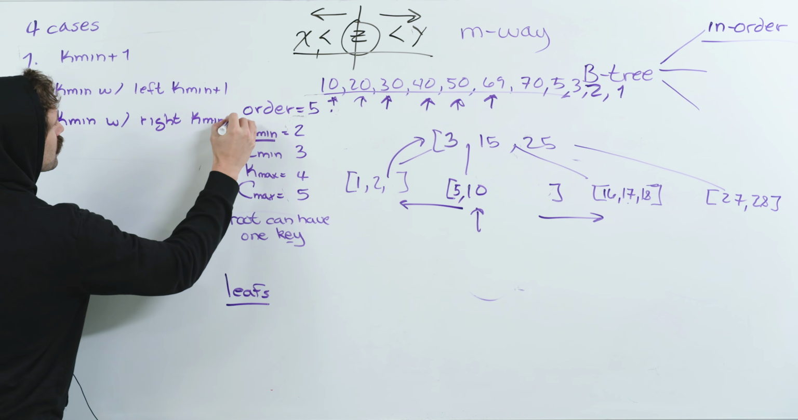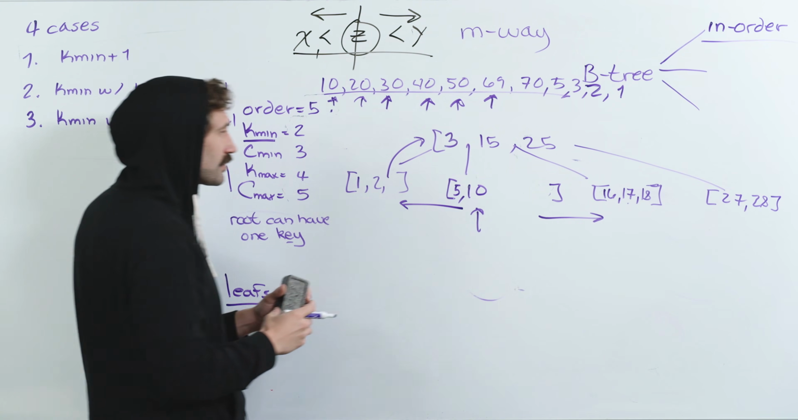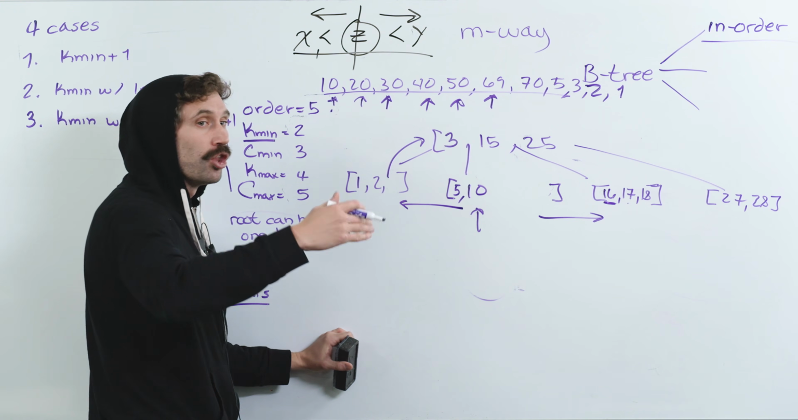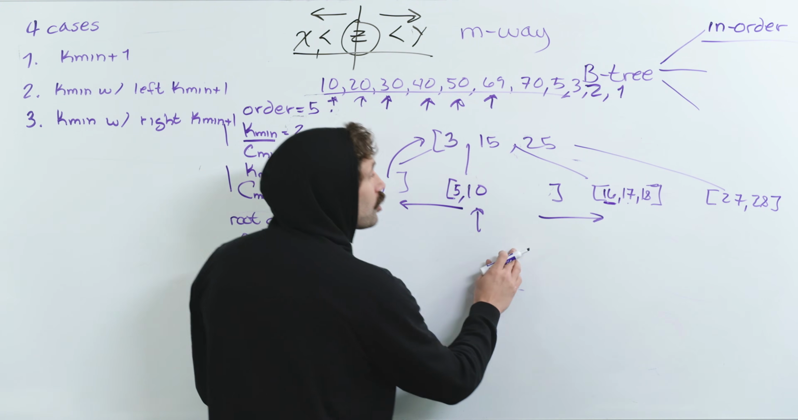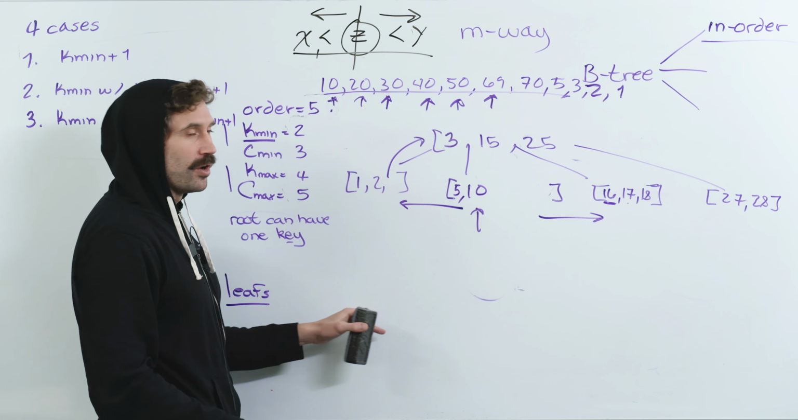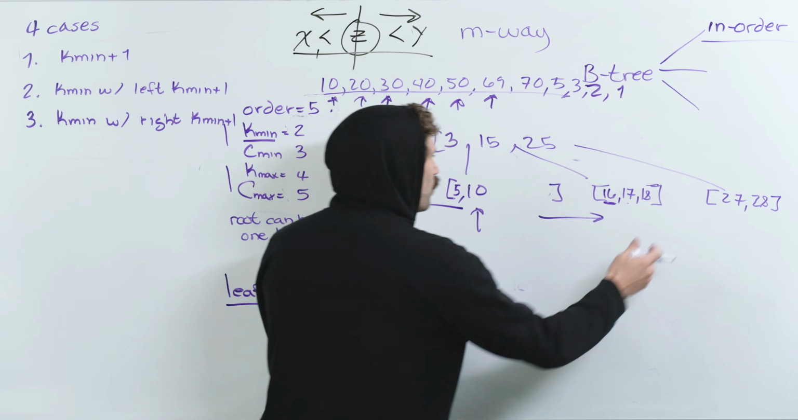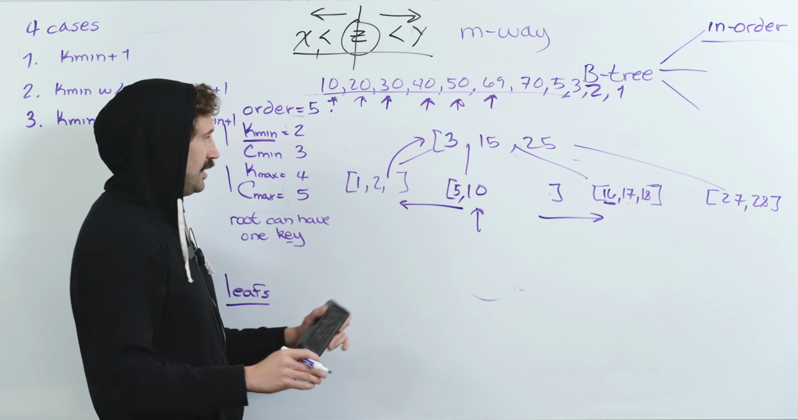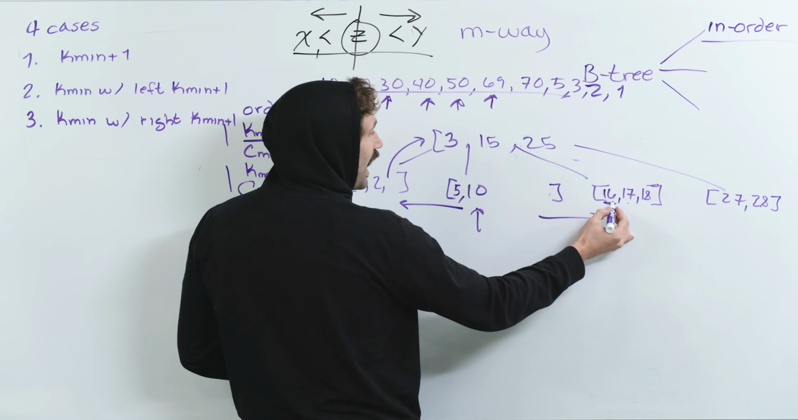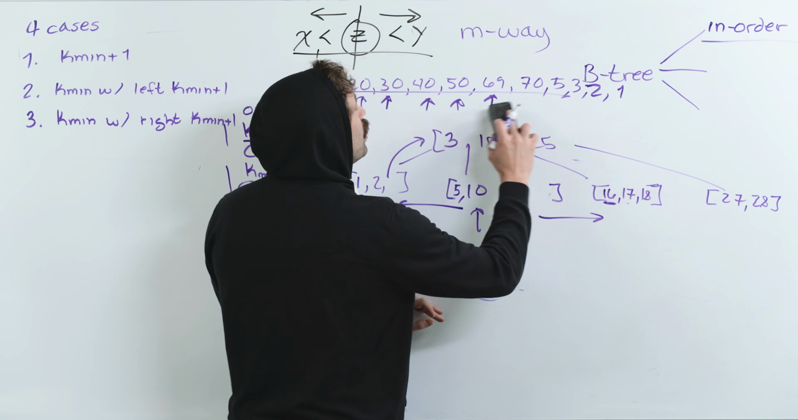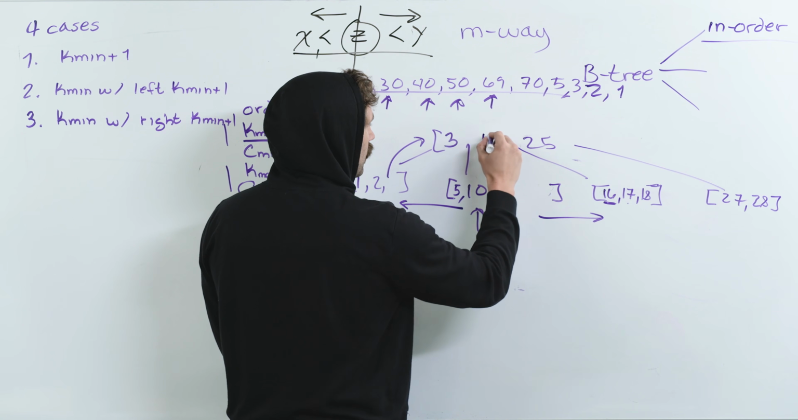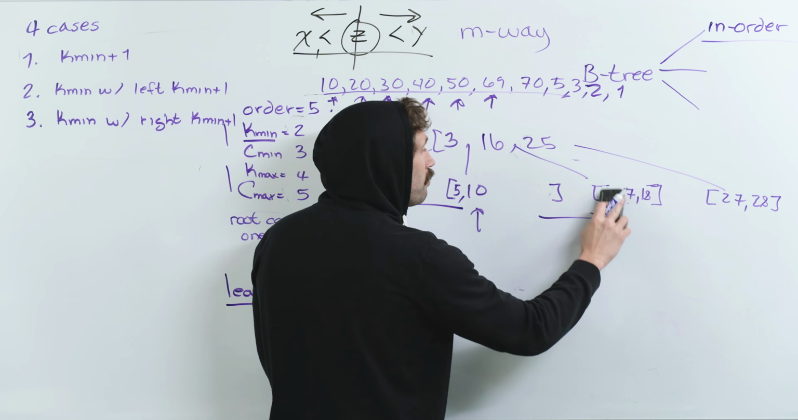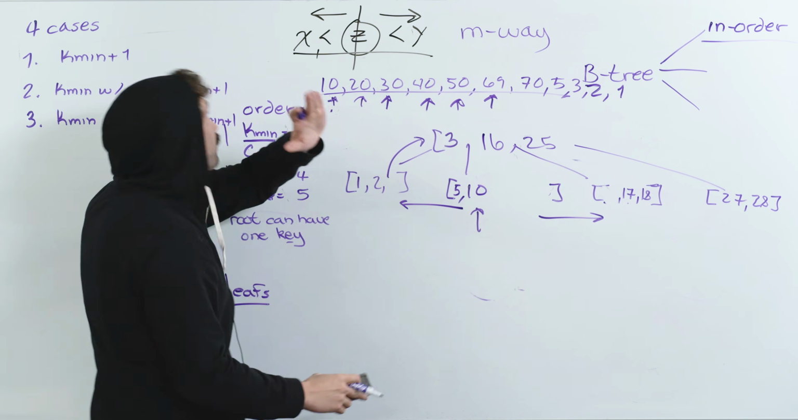kmin plus 1. Fantastic. That means we need to take the smallest item from our larger sibling. You can't go 2 over. You have to go 1 over. Maybe there is a way you could snake it through, but we're not going to do that because that would be crazy talk. So we're going to take 16 and move it up to 15. Notice we're not violating any rules right now, right? We are maintaining all the rules.